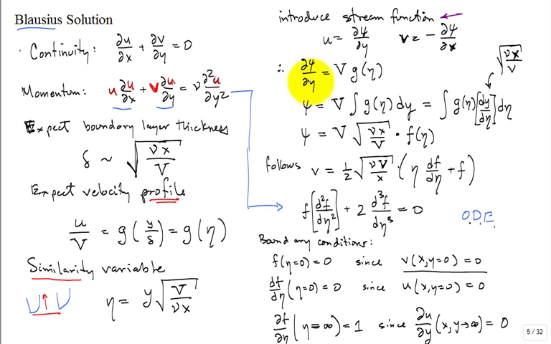Here is dψ/dy, which is U, so U is V, then G, some function of the similarity variable. And it follows, after a few manipulations, that you can express V as equal to here. Well, what is F? Some function of the similarity variable. Then you employ the continuity equation. That's bringing this line down here.